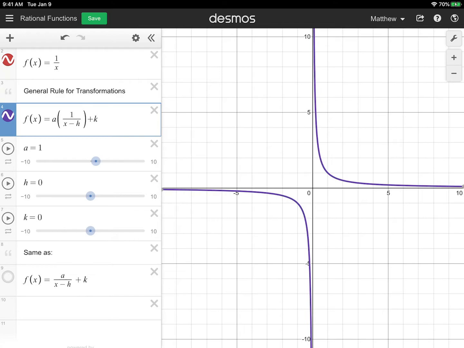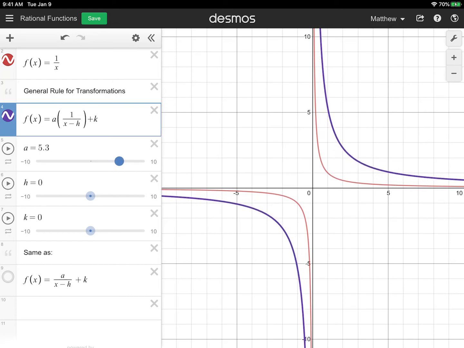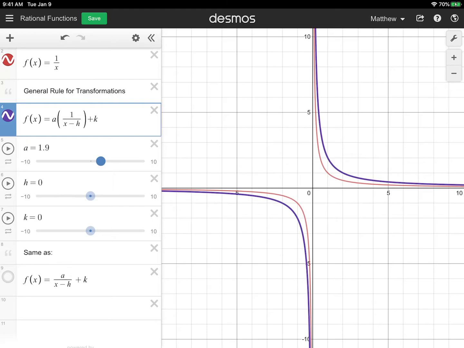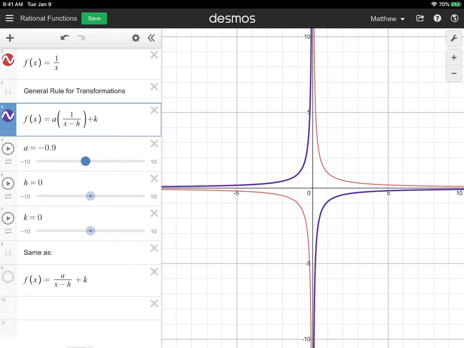Just like normal, if I increase my a greater than 1, you can see how my graph starts to stretch and pull away. But if a gets between 0 and 1, you can see that it starts to shrink and gets closer and closer. But notice here that unless it's 0, it's never actually going to get to 0, 0.